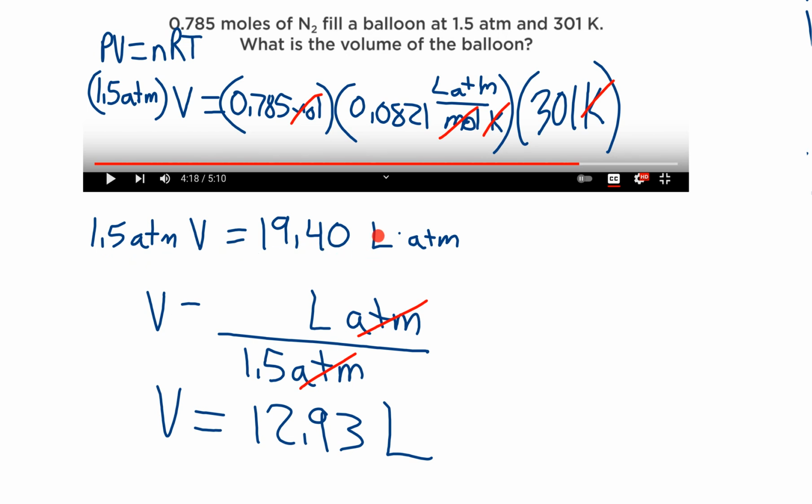and so we're left with 1.5 atmospheres times V equals 19.4 liters times atmospheres. So now we're going to divide both sides by 1.5. I don't know what happened here, that should say 19.4. There's some lag on my computer right now. So 19.4 divided by 1.5, and we get 12.93 liters. Alright, so that's how you do that one.